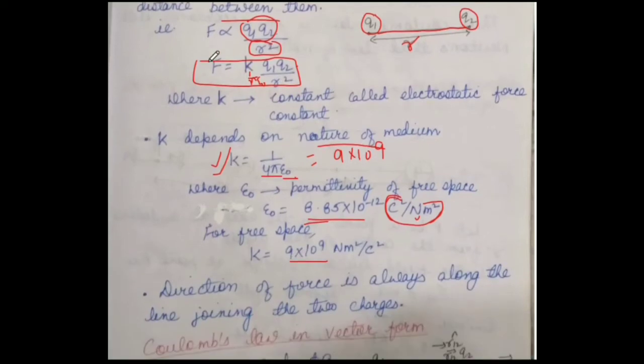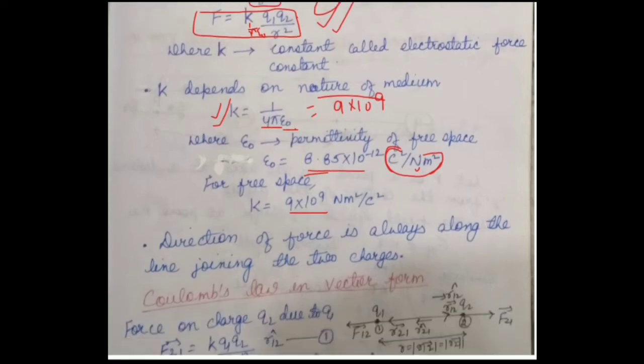So, according to Coulomb's law, force F equal to K Q1 Q2 by R square. Now, what is the direction of this force? This force always acts along the line joining these two charges, either in this direction or in this direction, only along the line joining the two charges, right? So, in this way, you write Coulomb's law. You have to remember this one. It is proportional to the product of charges, inversely proportional to the square of the distance between them.